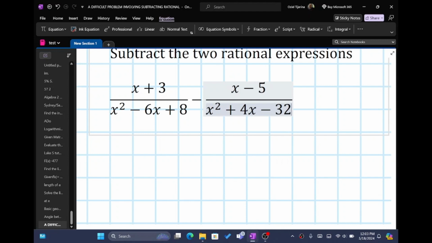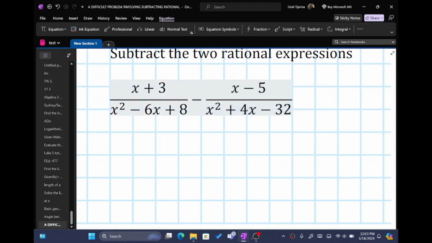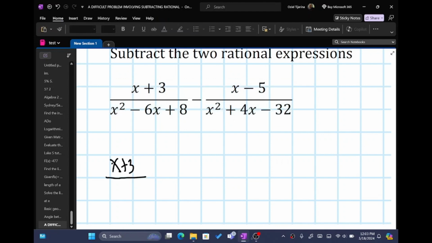Okay, so we have x plus 3 over x squared minus 6x plus 8 minus x minus 5 over x squared plus 4x minus 32. So let's just rewrite it here. So x plus 3 over x squared minus 6x plus 8, and then minus x minus 5, excuse me, over x squared plus 4x minus 32.